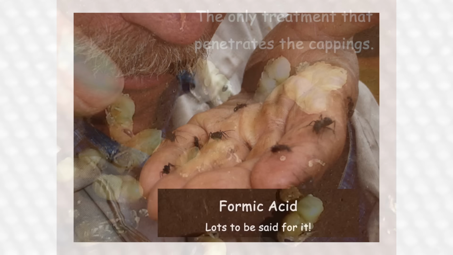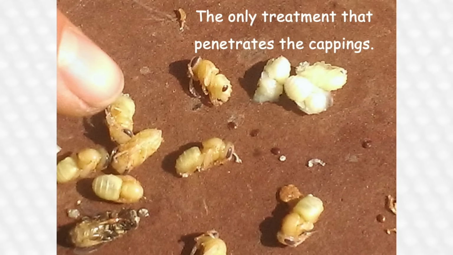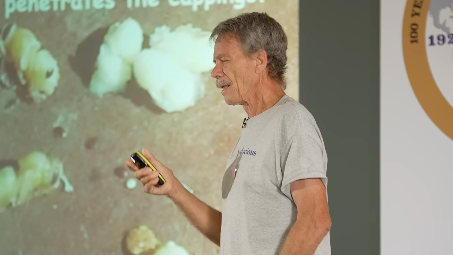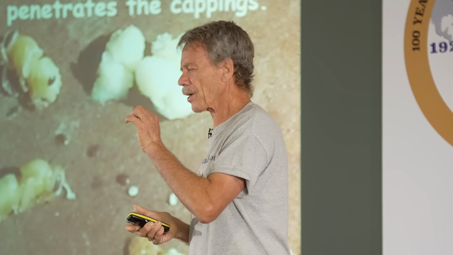It's the only treatment that will penetrate the cappings, and we knock the brood out after treatment, where we see what percentage of the mites are killed. If you put a high enough dose on, it can kill the mites under the cappings. The problem is that what is required to kill the mites under the cappings is very close to what is required to kill the queen bee. So that's the hard thing with formic acid.